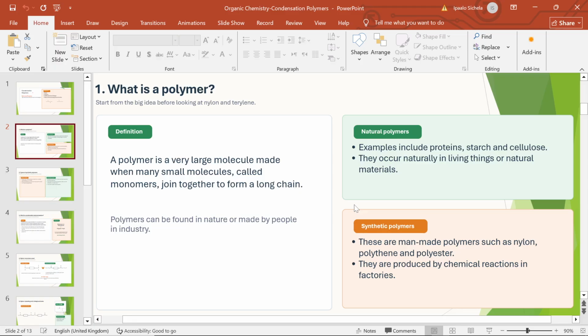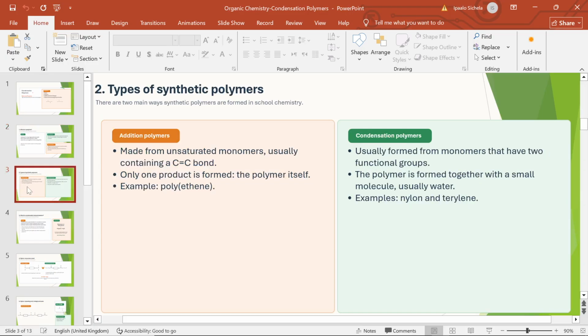They are produced by chemical reactions in factories. So there are two types of polymers: natural polymers and synthetic polymers. And there are also two types of synthetic polymers, which are addition polymers and condensation polymers. I won't look at addition polymers in detail, but I'm looking at condensation polymers today.